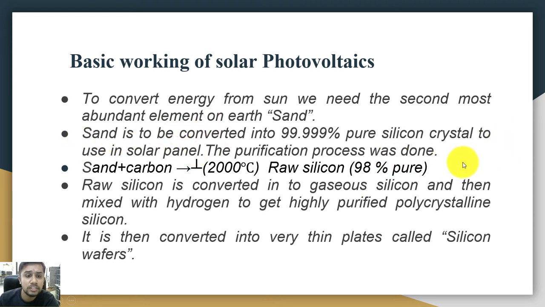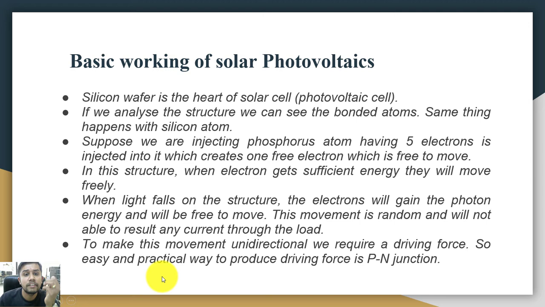The purification process is done like this: sand is mixed with carbon and heated at a very high temperature. It will produce raw silicon, which is 98% pure. Raw silicon is then converted into gaseous silicon and mixed with hydrogen to get highly purified polycrystalline silicon. This is how polycrystalline silicon solar panels are made. It is then converted into very thin plates called silicon wafers. This silicon wafer is the heart of the solar cell, a simple piece of a photovoltaic cell.